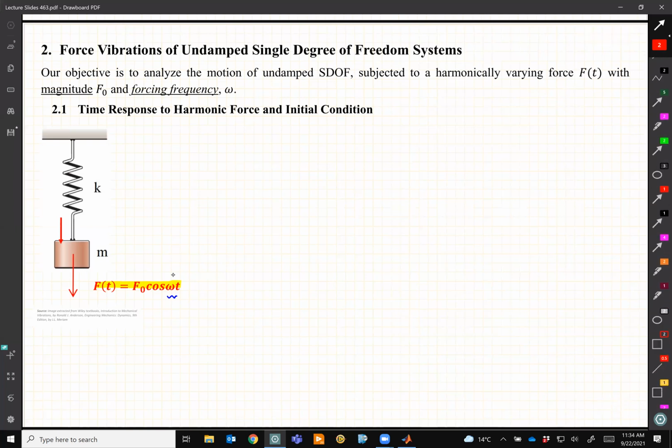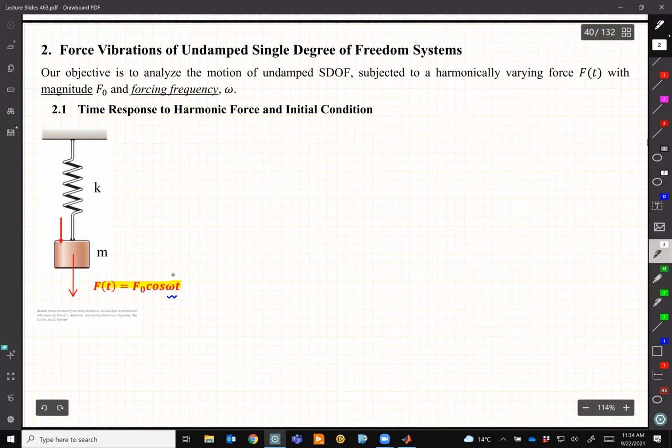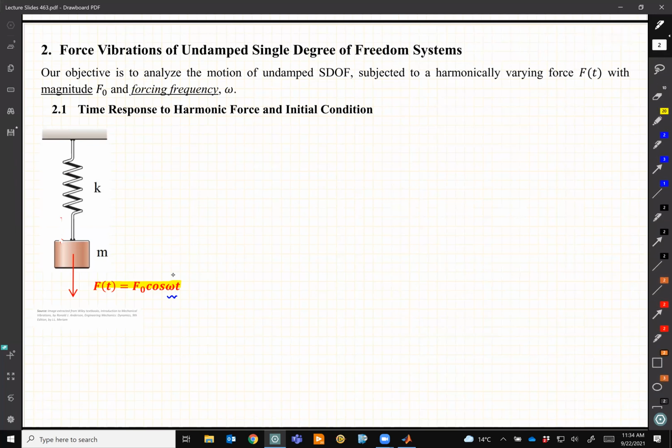For some reason, mine is wrong. So let's let that go. Okay, so that's the force. All right. So this force, for example, can be, let's say, 100 cosine 5t, and the unit is Newton. So the constant force, frequency 5 hertz, right? 5t means I'm applying a force, and in 1 second, I'm repeating it 5 times.